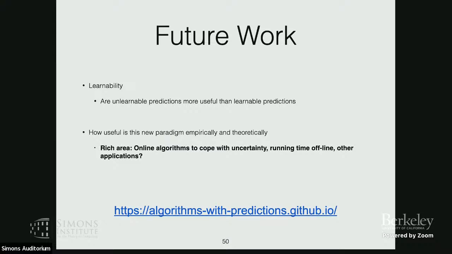So I think it's an interesting question. Generally, you could look at this model for online algorithm design to help you cope with uncertainty. You might use it for running time offline. You might design learned data structures. But there could be other applications for different models. For instance, I think it's ripe for figuring out how to apply this technique or something like it to some stochastic optimization problem.